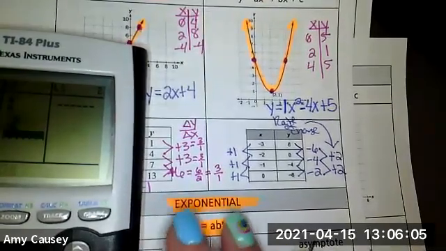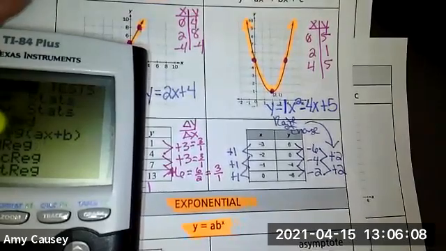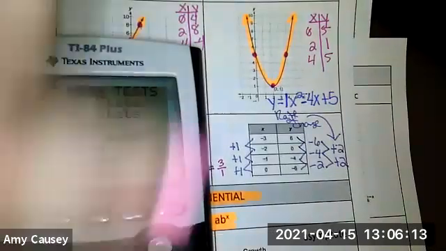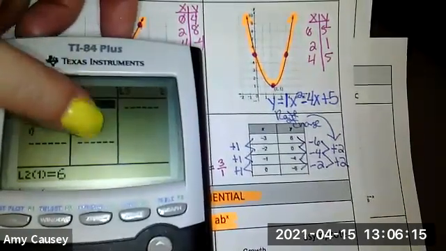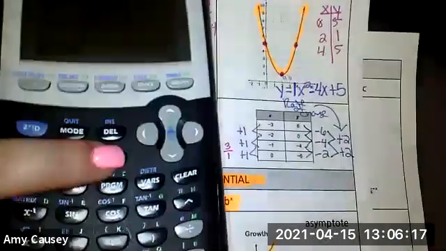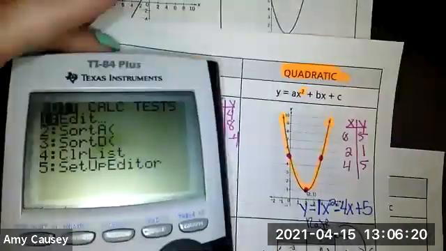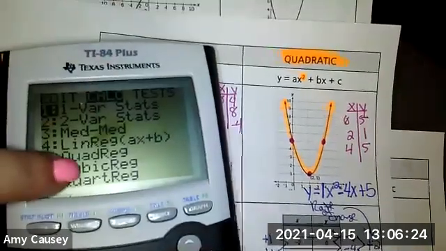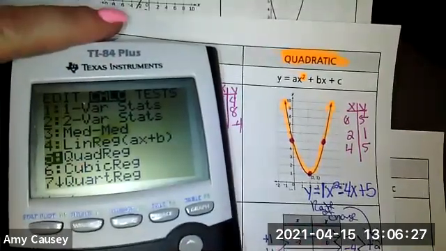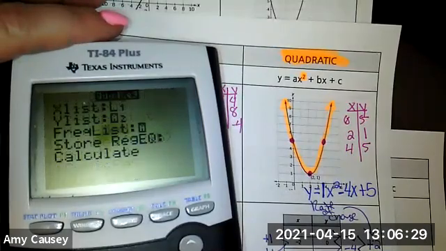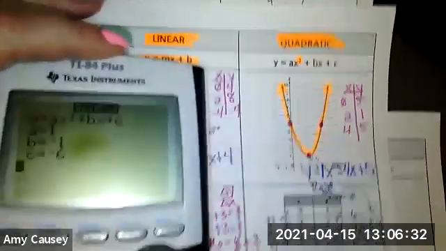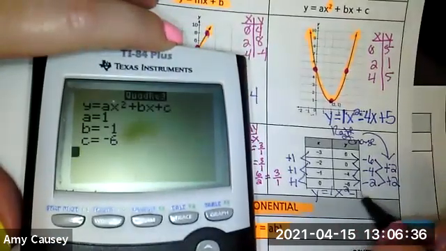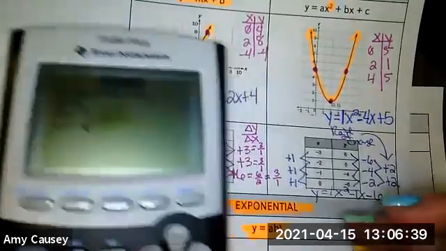There we go. So I need to be hitting, oh, I'm sorry, you can't see that. Quad reg, not line reg. So what I've done is I've put it in my table, and I hit stat, calc, so I have to go over, quad reg, I have to go to 5. And my equation is 1x squared minus 1x minus 6.